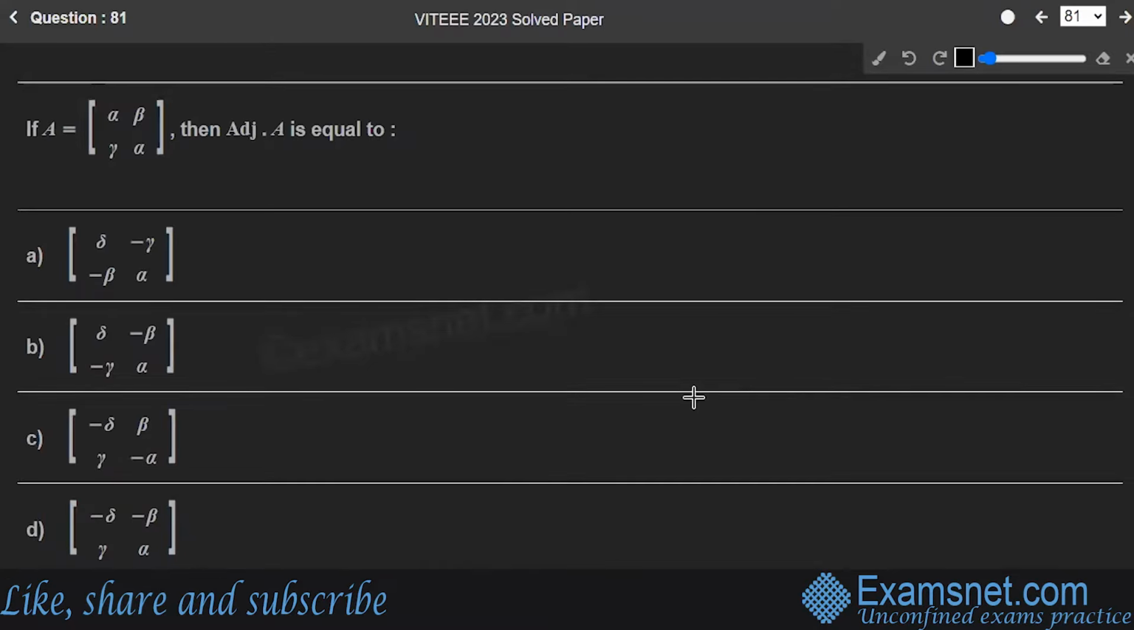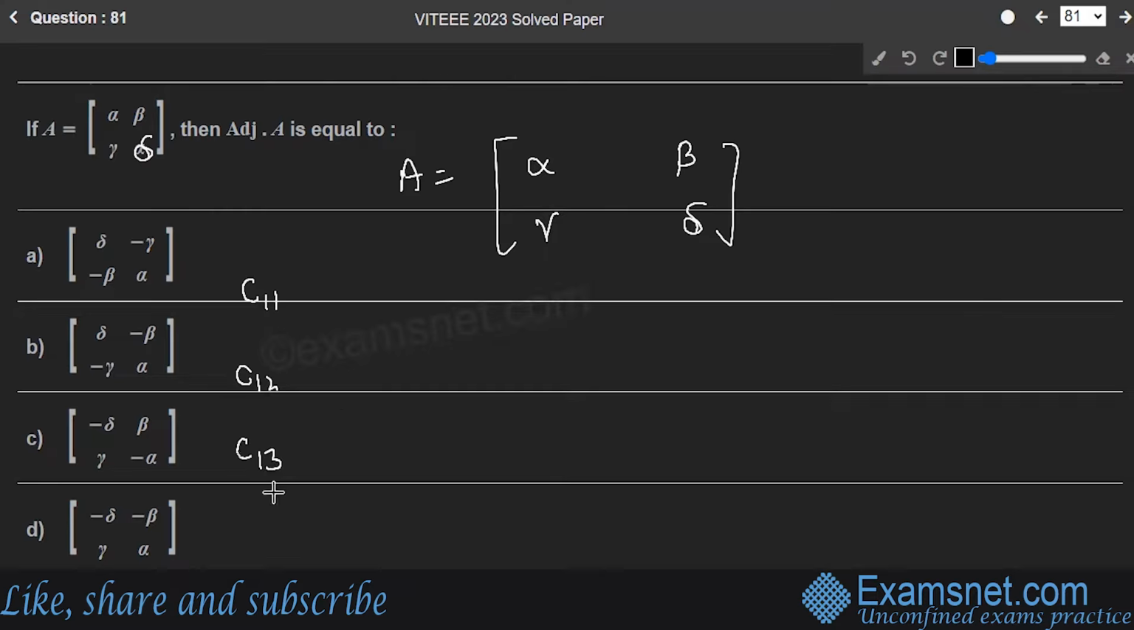Question number 81. If A is equal to the matrix alpha, beta, gamma, and delta, then the adjoint of A is equal to? All right, so this is the matrix. Let's find out the cofactors C11, C12, C21, and C22. So first row first column, first row second column, second row first column, and second row second column. So C11 is given by delta.